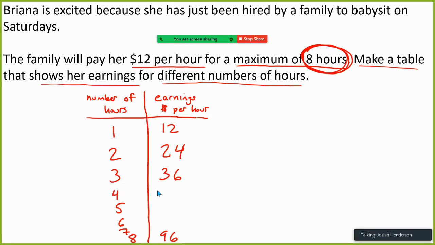4 times 12, $48. And 5 times 12 is 60. 72. And 7 times 12 is $84. All right. Apologize for running out of room there, but there's all the different hours that she could work and the possible money she makes.